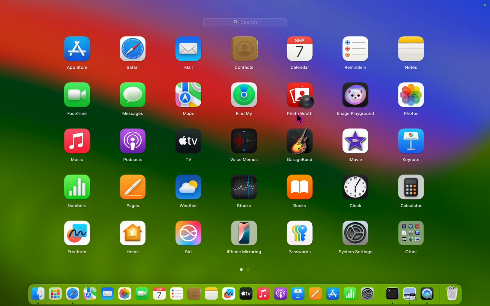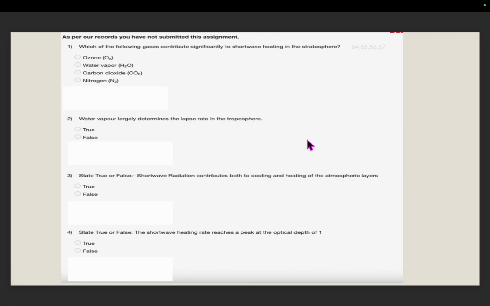Yes, ozone is the key gas which contributes to the shortwave heating, because ozone absorbs the shortwave radiation that is coming down from the top of the atmosphere.